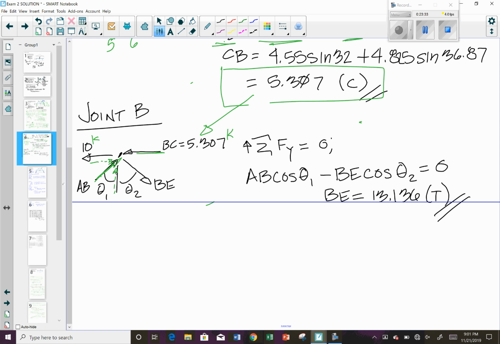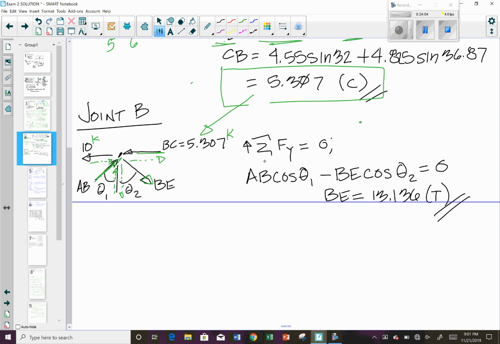But to balance this vertical component, the only thing that can balance that is BE's vertical component. So that means BE has to be going in this direction such that its vertical component goes in that direction. Okay, and so if you assume these are the wrong, it doesn't matter, you'll just get a negative sign. So just keep track of it. But if you can figure out where it's going to go first, then you save yourself the trouble of switching signs. Okay, but if not, don't worry about it.